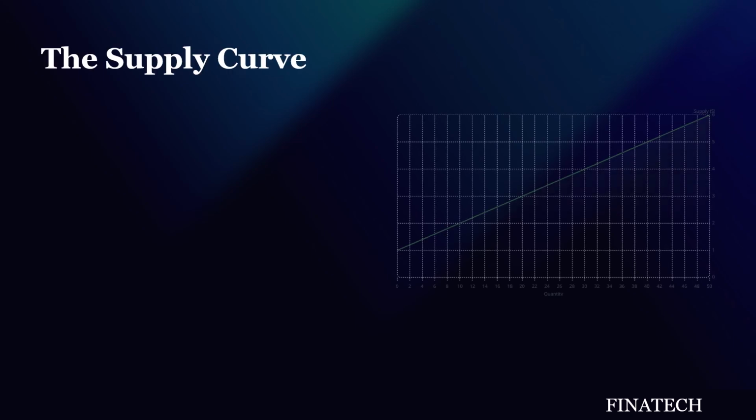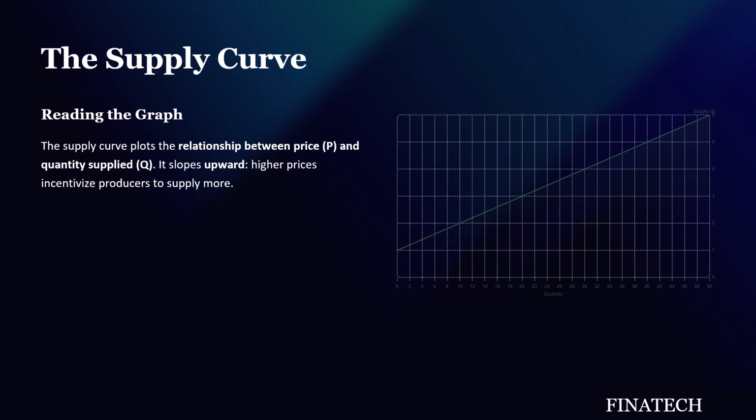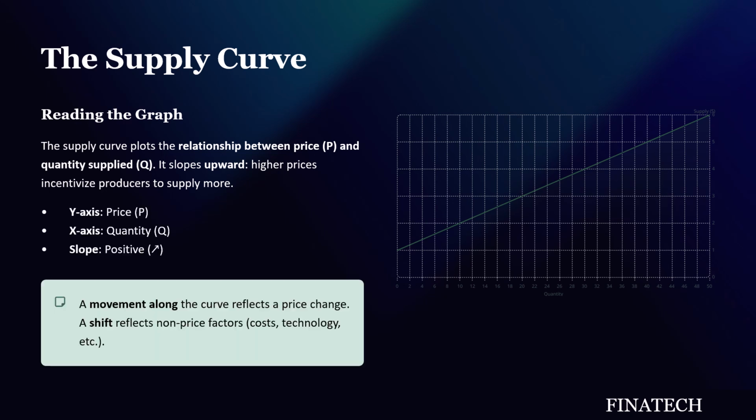This is the supply curve. Reading the graph, the supply curve plots the relationship between price and quantity supplied. Its slope is upward: a higher price incentivizes producers to supply more. A movement along the curve reflects a price change. A shift reflects non-price factors: cost, technology, etc.